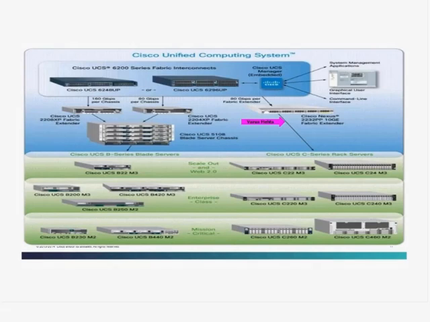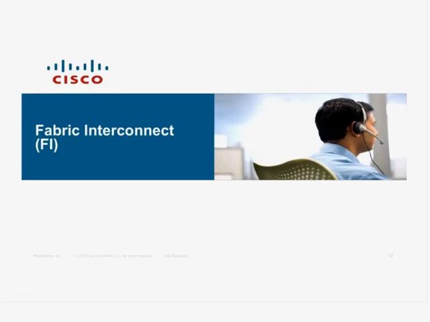And these are a few models of C-series that I've listed out here. C22 M3, C24 M3, 240. 22 is one rack unit, 24 is two rack units. So you can go through the pictorial representation. Let's concentrate on the fabric interconnect right now.